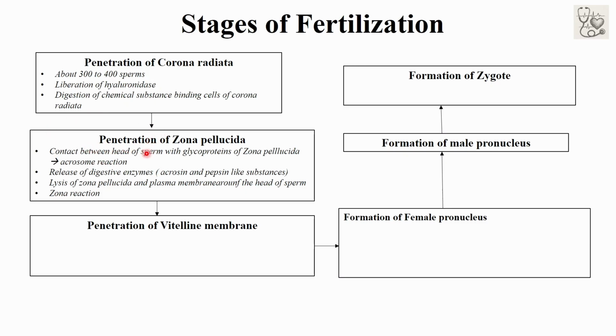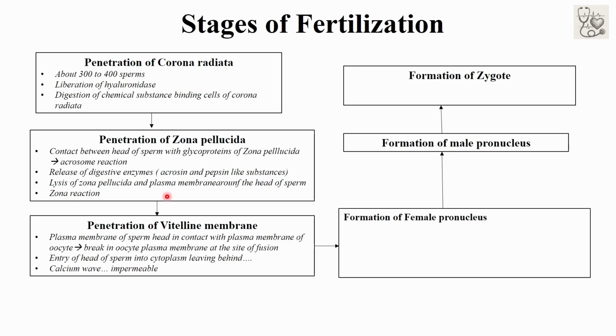The contact between the head of a sperm and the glycoprotein of the zona pellucida occurs, which initiates the acrosomal reaction. This acrosomal reaction causes the release of digestive enzymes like acrosin and a pepsin-like substance, which cause lysis of the zona pellucida and the plasma membrane of the head of the sperm. This allows the sperm to penetrate through the zona pellucida and reach the perivitelline space. Once the sperm penetrates the zona pellucida, a change in its properties occurs, called the zona reaction, that makes it impermeable to other sperm.